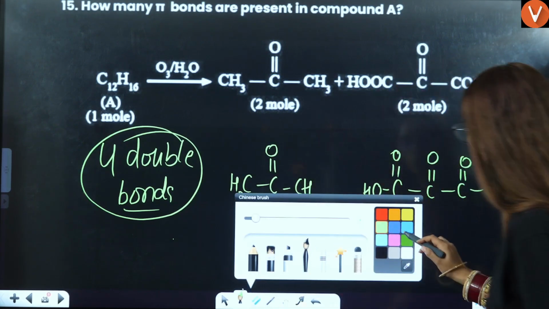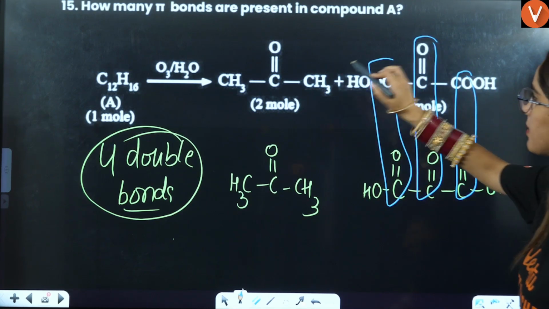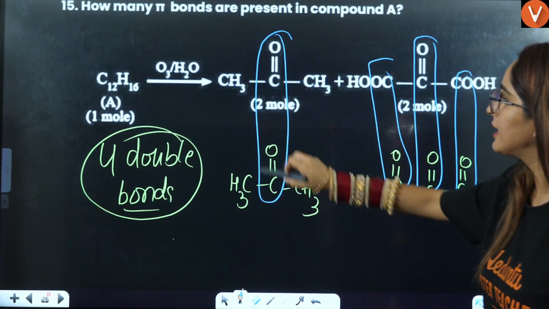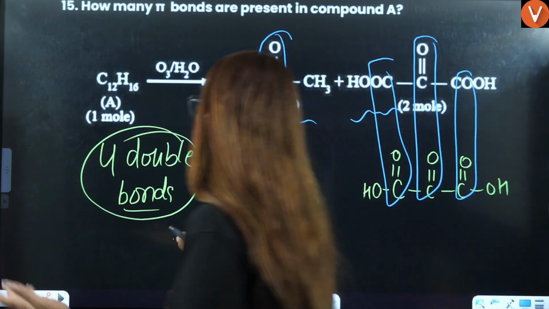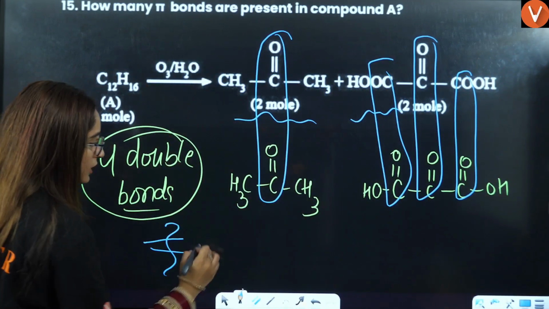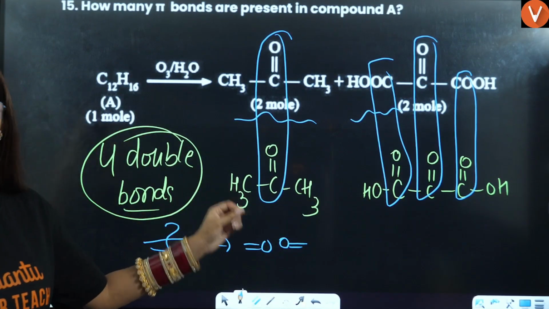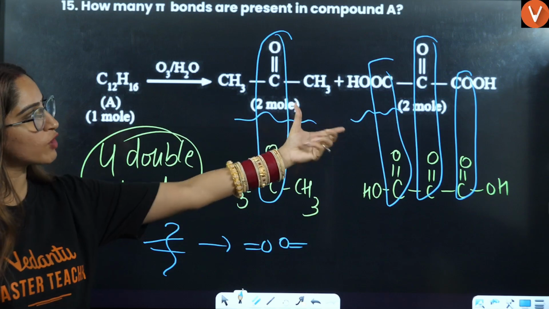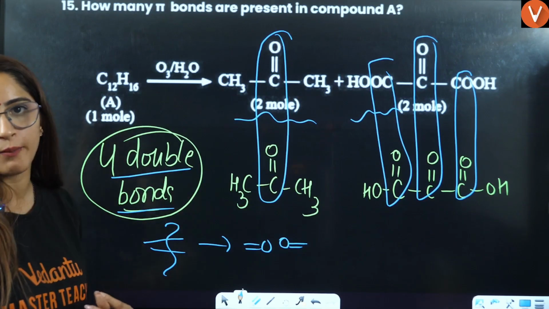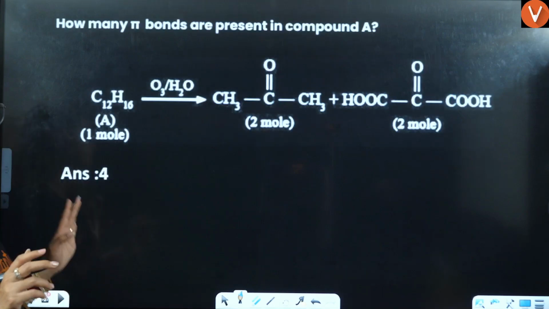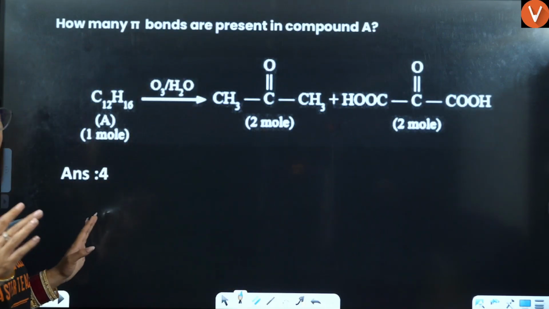So this will tell you that these 2 double bonds, these 2 double bonds, these 2 double bonds, and these 2 double bonds. What is ozonolysis? We break the double bond and attach double bond O and double bond O. This is what we must have done to get 2 moles of this and 2 moles of this. So that total corresponds to 4 double bonds. So the answer is 4 double bonds. Okay, got it? So that is the correct answer.